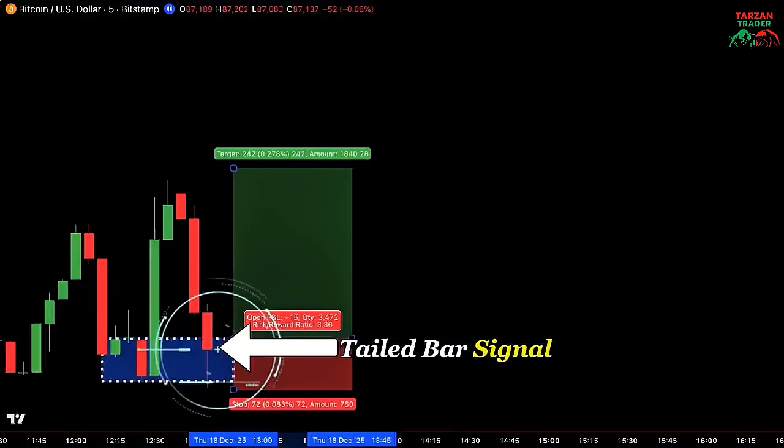This tells us that smart money is absorbing all the selling pressure, ready to drive the market upward. The small body with the long tail signals that buyers have taken control, giving us the green light to enter the trade. With the tailed bar confirming the move, here's how you set up the trade.